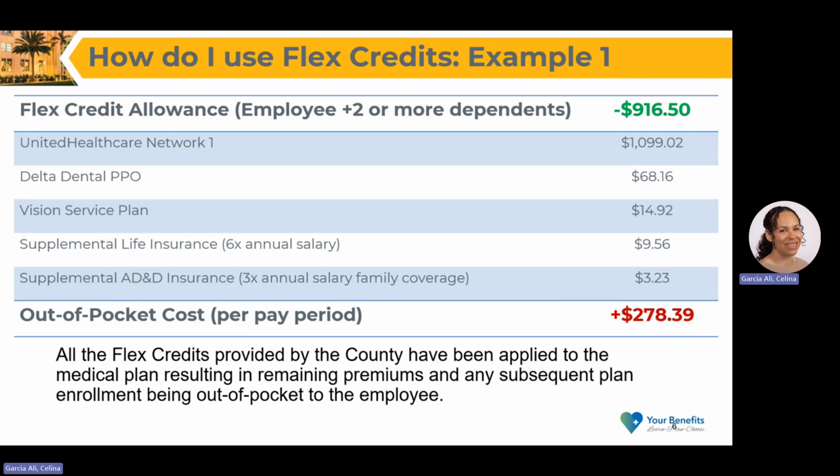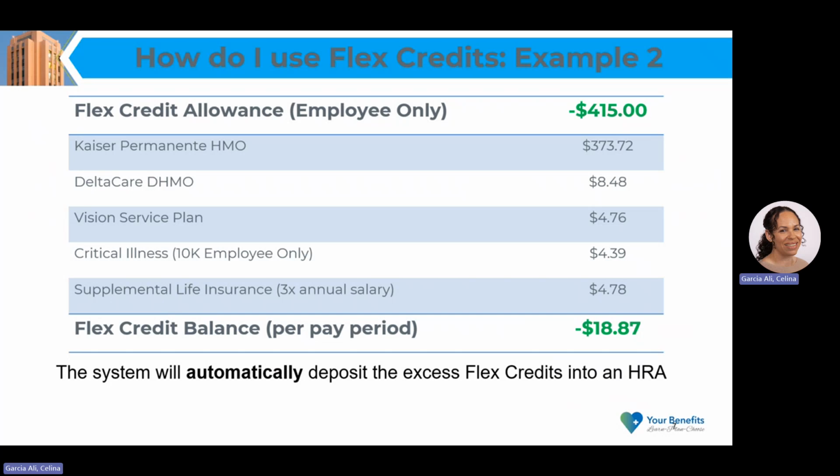Because the employee uses all of their flex credits on the medical plan, they owe an out-of-pocket cost on a per pay period basis. In this example, that out-of-pocket cost is $278.39. So $278.39 would be this employee's per pay period cost for all of those plans that you see on the slide. Again, those flex credits are offsetting the premium cost for this employee's elections.